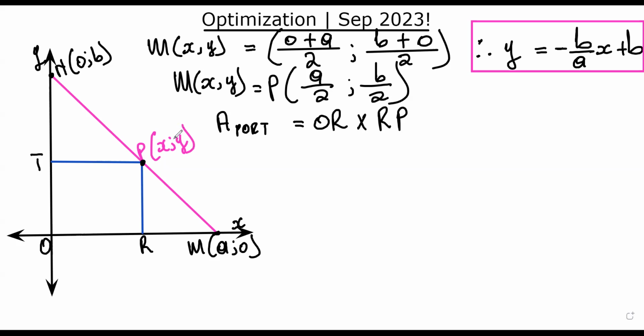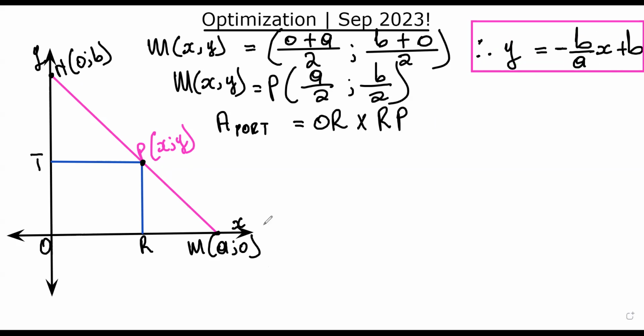But the question is, what is the y coordinate of the point P? Well, remember, the point P is any point that is lying on the function of MN, right? And if it is any point, then it means the y coordinate at any point is defined by this equation.